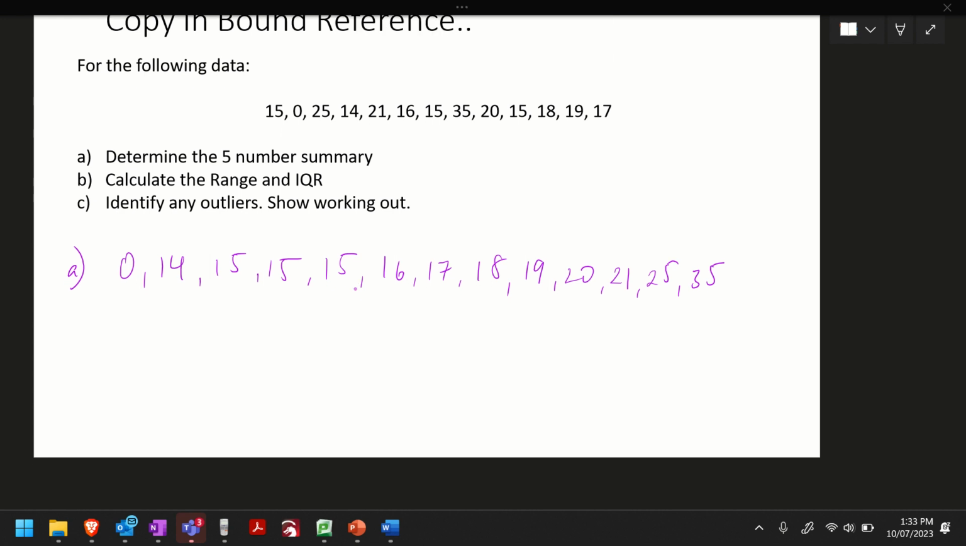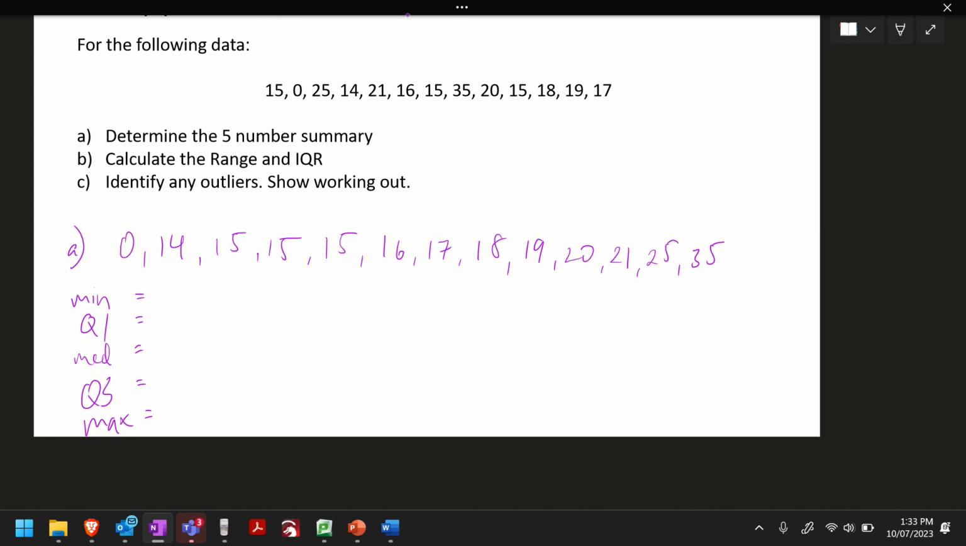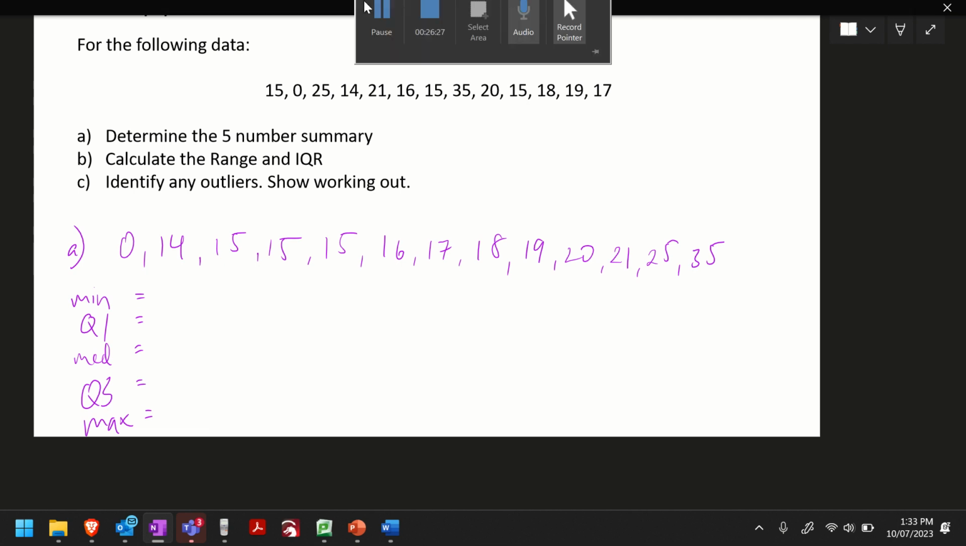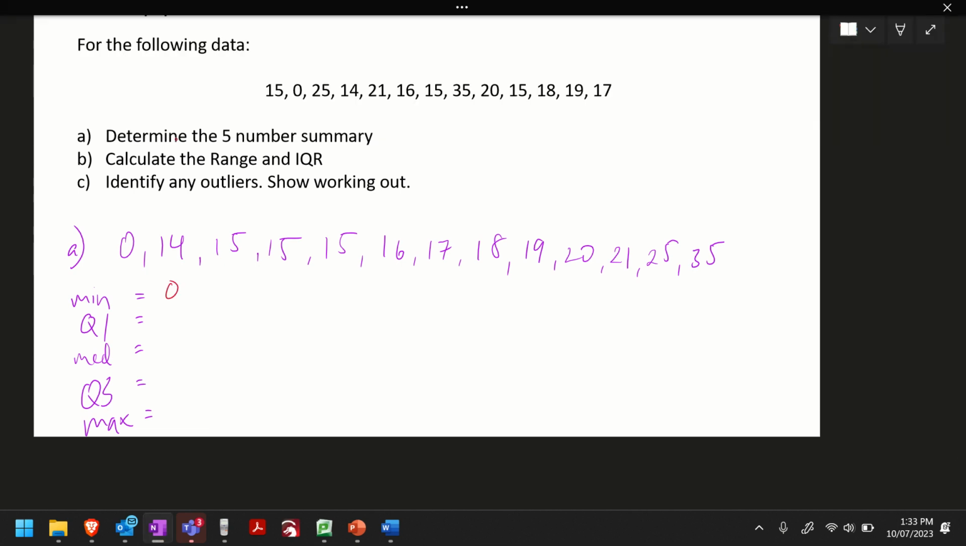I'm going to start working it out. So remember, a 5-number summary is basically just the minimum, the Q1, the median, the Q3, and the maximum. You're looking for the 5 numbers that basically represent all of these numbers. So the minimum has to be 0. I'll just do that here in a different color. Minimum is 0. My maximum is 35.